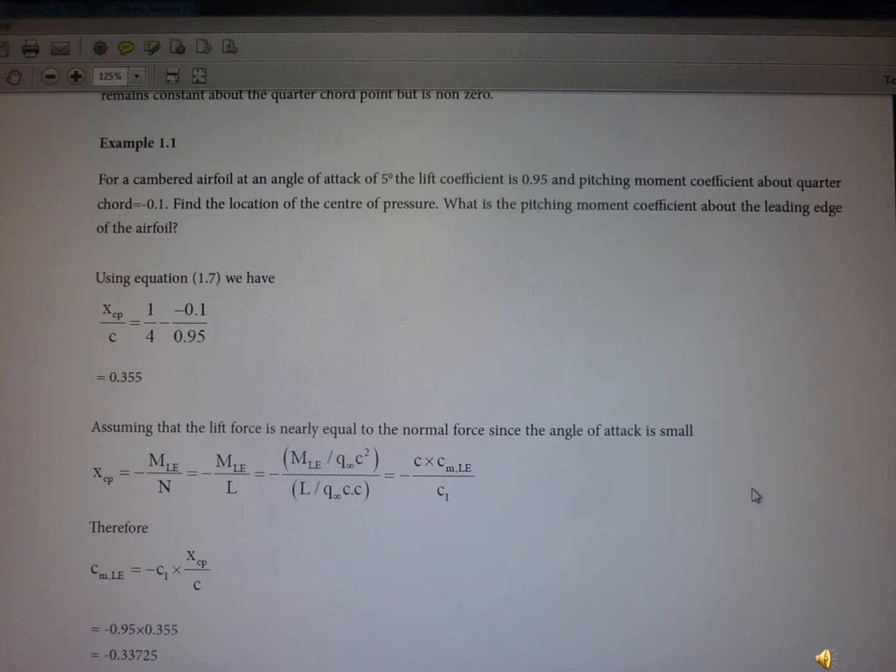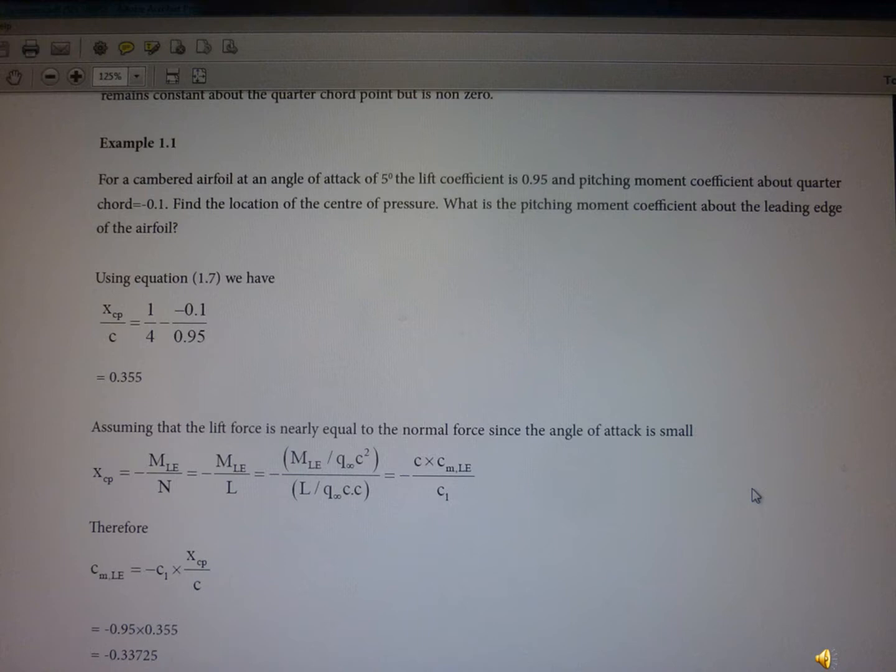We calculate using the equation: h_P divided by c is equal to 1 by 4 minus 0.1 divided by 0.95. So you get 0.355.